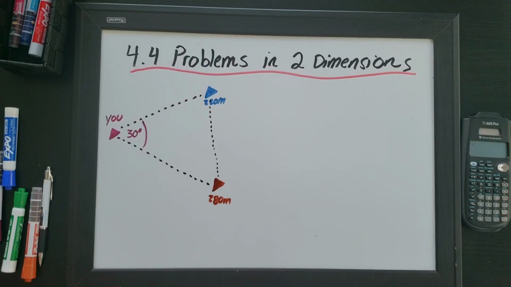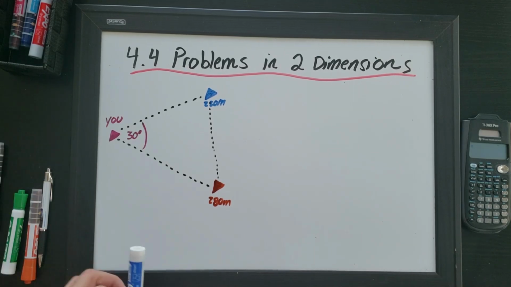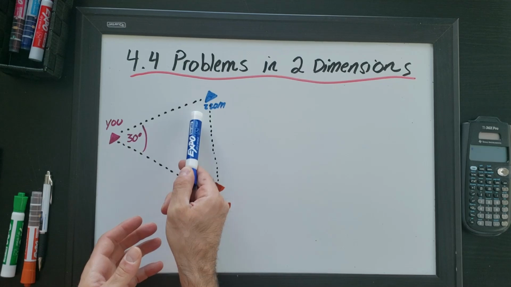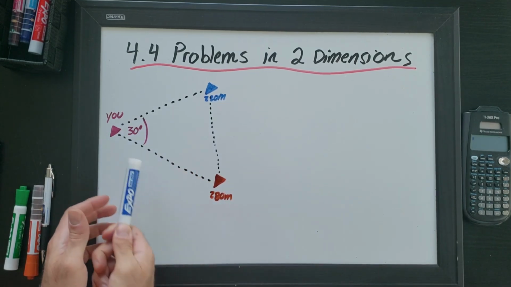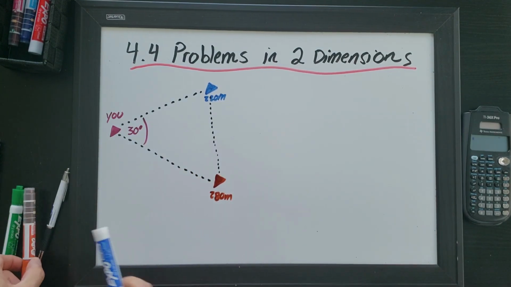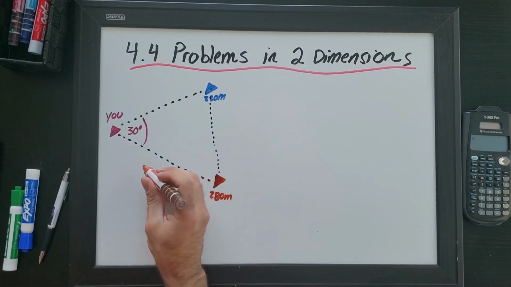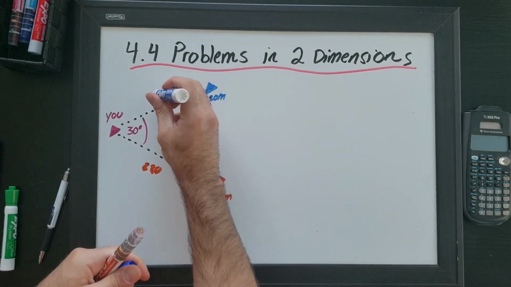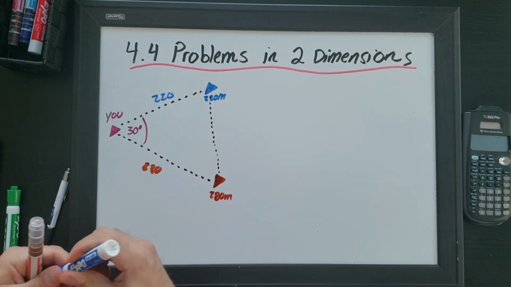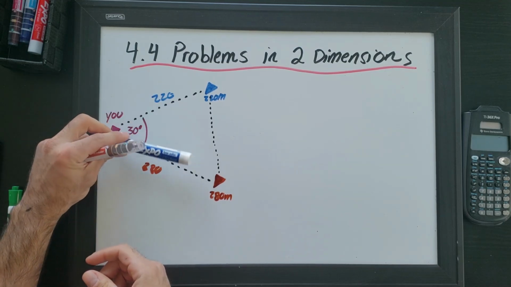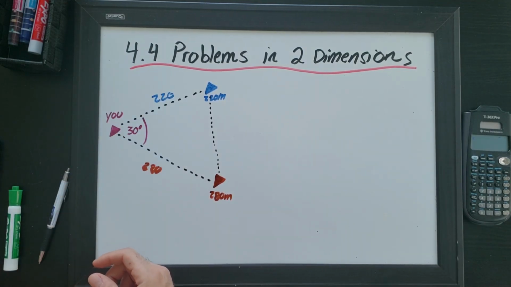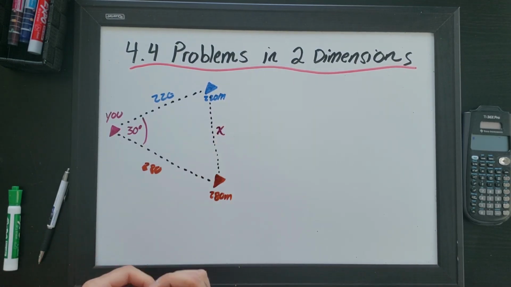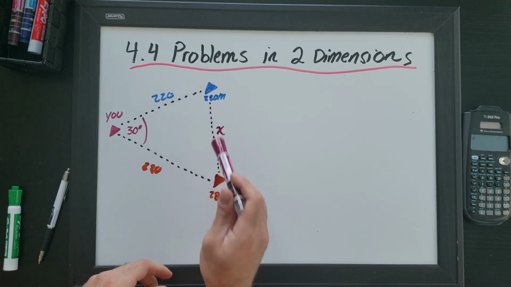All right, so for our cosine example, I'm going to use a little diagram. Let's say you're here and you know your buddy is 220 meters away this way, and your other buddy is 280 meters this way. So we can label our side lengths. This side is 280, and this side is 220. Now, you also know that they are separated by an angle of 30 degrees. So what you want to do is find out the value of x. How far away are your two buddies?